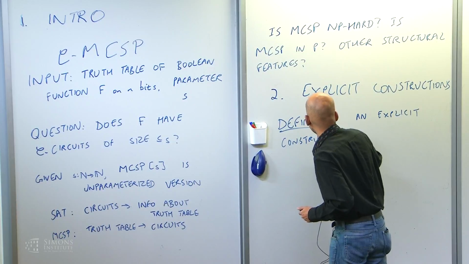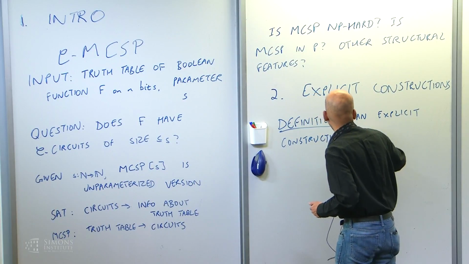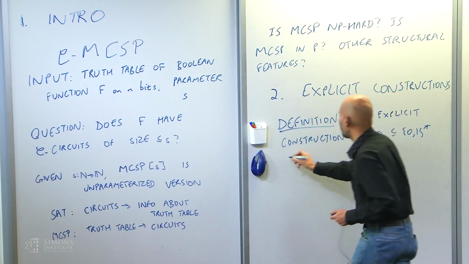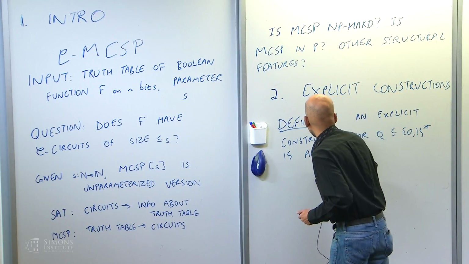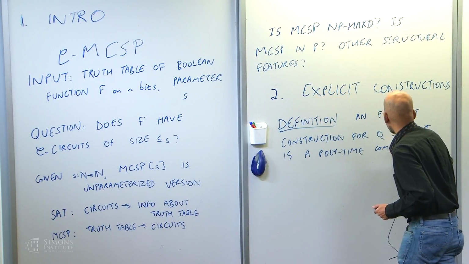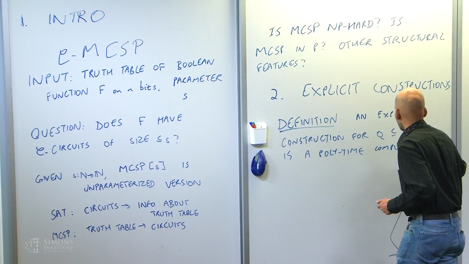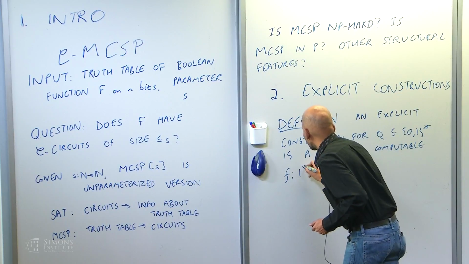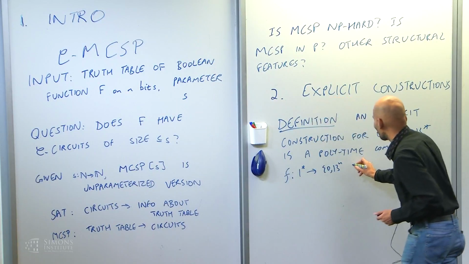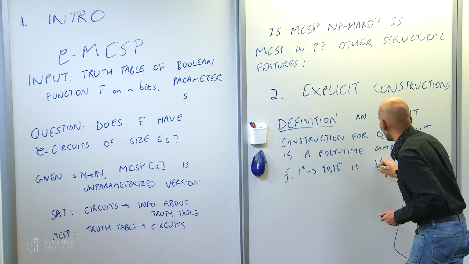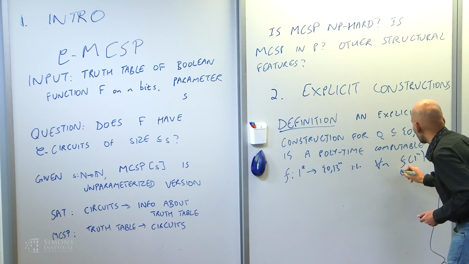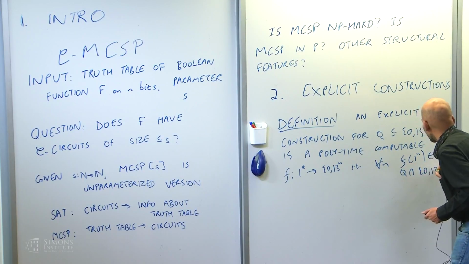So an explicit construction for a property Q, which is just a set of strings in {0,1}*, is a polytime computable F. Let's say that this F takes unary inputs and goes to {0,1}*, such that we want for all n, F of 1^n to be in Q intersect {0,1}^n.